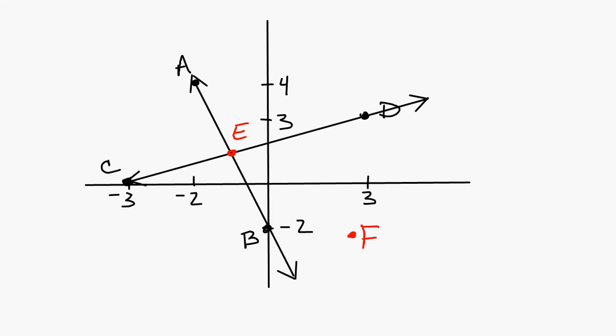At what point do LM and EF intersect? Where do LM and EF intersect? Do they or don't they? They don't intersect, do they? They don't intersect. Very good.